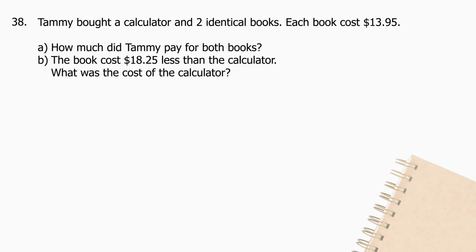Question 38. Tammy bought a calculator and 2 identical books. Each book cost $13.95. A. How much did Tammy pay for both books? B. The book cost $18.25 less than the calculator. What was the cost of the calculator?